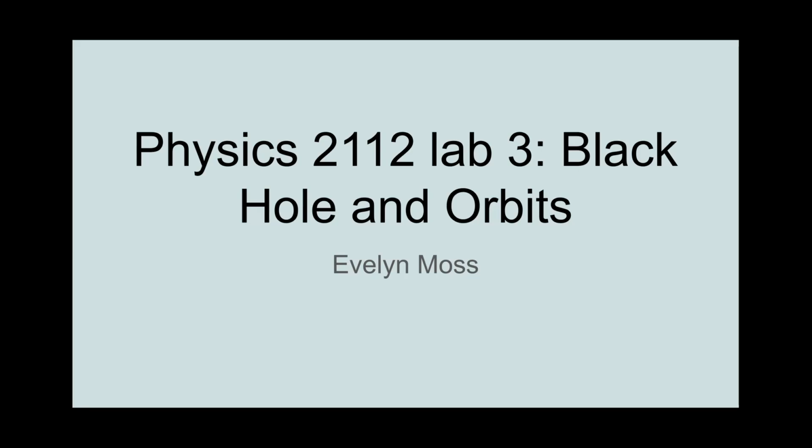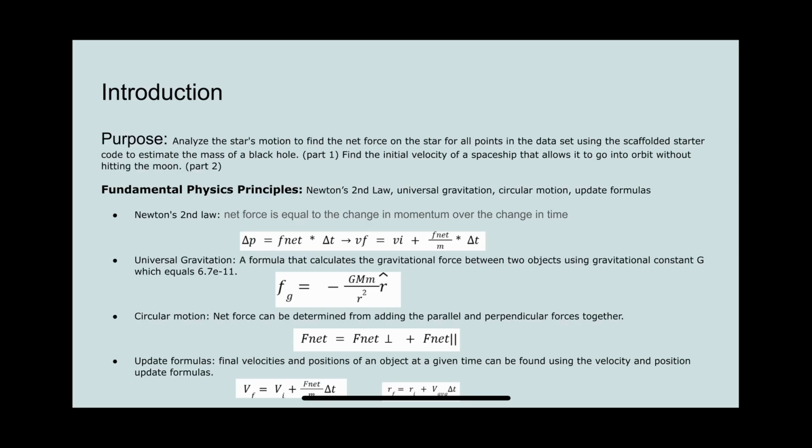Hi, my name is Evelyn Moss, and this is my Physics 2112 Lab 3, Black Hole and Orbits. The purpose of this lab was to analyze the star's motion to find the net force on the star for all points in the dataset using the scaffolded starter code to estimate the mass of a black hole. The second part of this lab, the purpose was to find the initial velocity of a spaceship that allows it to go in orbit without hitting the moon.